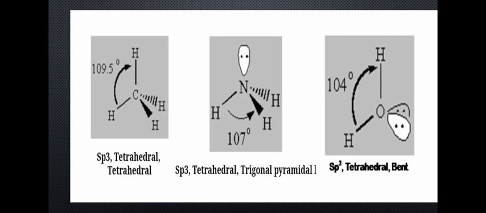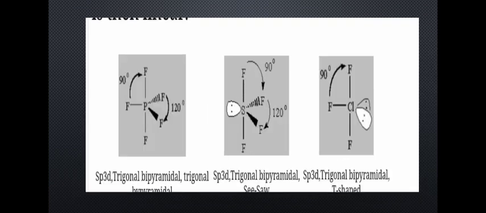Similarly, if hybridization is sp3, but there are 2 bond pair and 2 lone pair, then it will be called as bent shape. Now, if hybridization is sp3d, it is called as trigonal bipyramidal. In this case, the central atom lies in the center of a triangle and 3 atoms are attached to the central atom, and these 3 atoms are arranged at the corners of the triangle, and 2 bonds, one lies above the plane and another lies below the triangular plane.